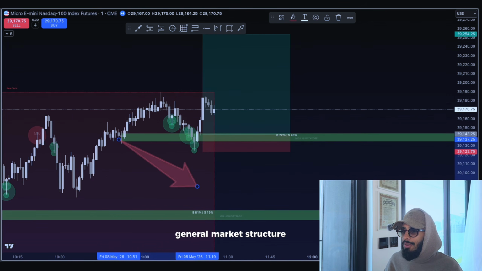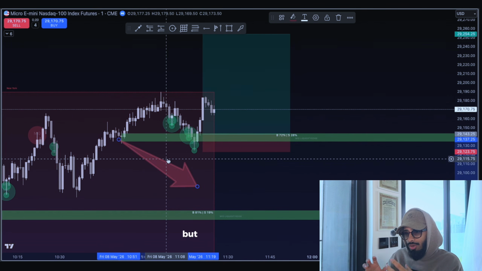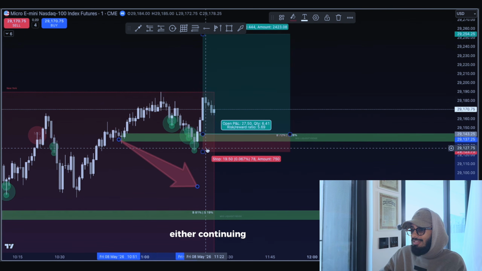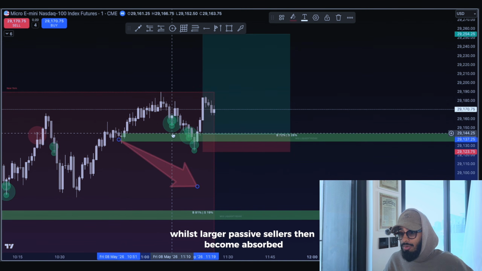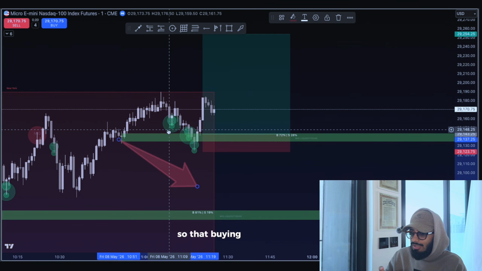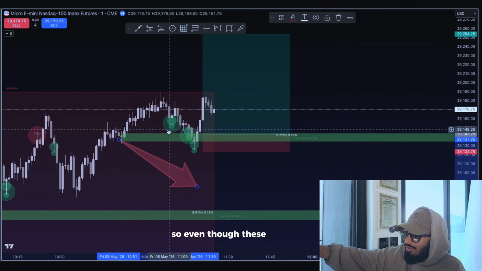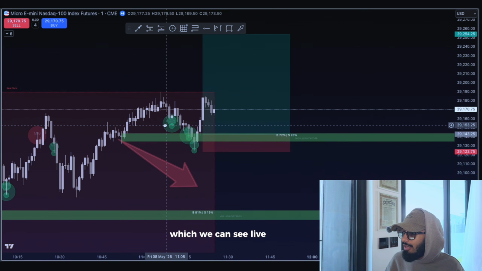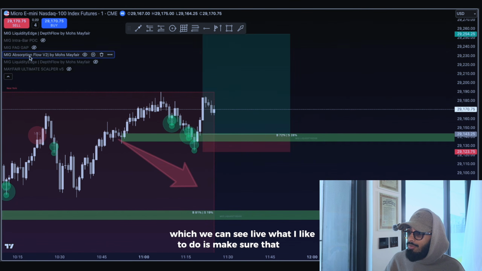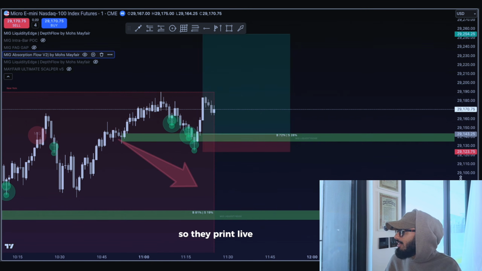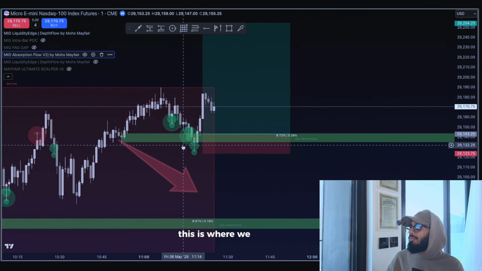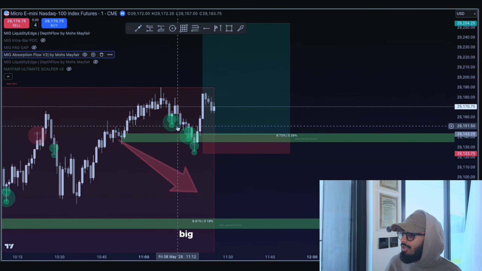General market structure. So at first glance, it looks very bullish. But order flow then reveals something very, very different. You may see buyers now either continuing to hit this offer aggressively, whilst larger passive sellers then become absorbed. So even though these sellers are now trying to break through this aggressive buying participation, which we can see live, what I like to do is make sure that my confirmed bars only is turned off so they print live. They do not repaint. This is where we can see that absorption, that huge, big iceberg effect there.